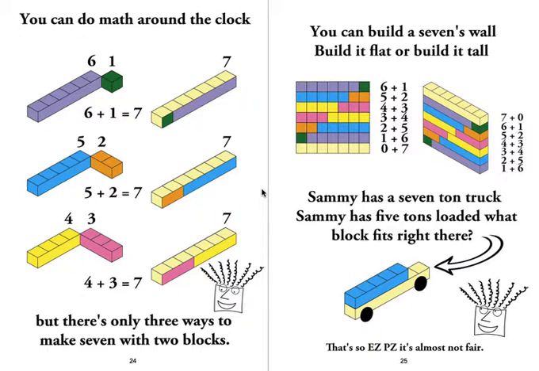You can do math around the clock. 6 and 1, 5 and 2, 4 and 3. But there's only 3 ways to make 7 with 2 blocks. Right? Those are your add-ins. There are 3 combinations for 7. You can build a 7's wall, build it flat, or build it tall.